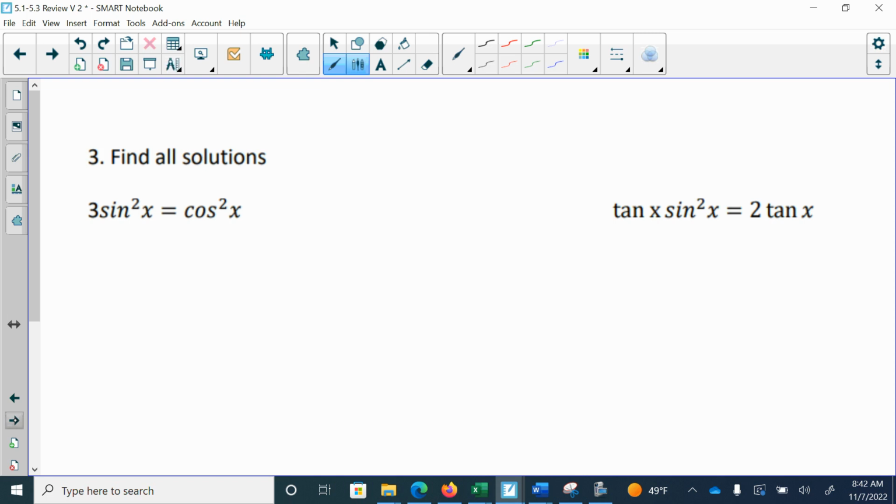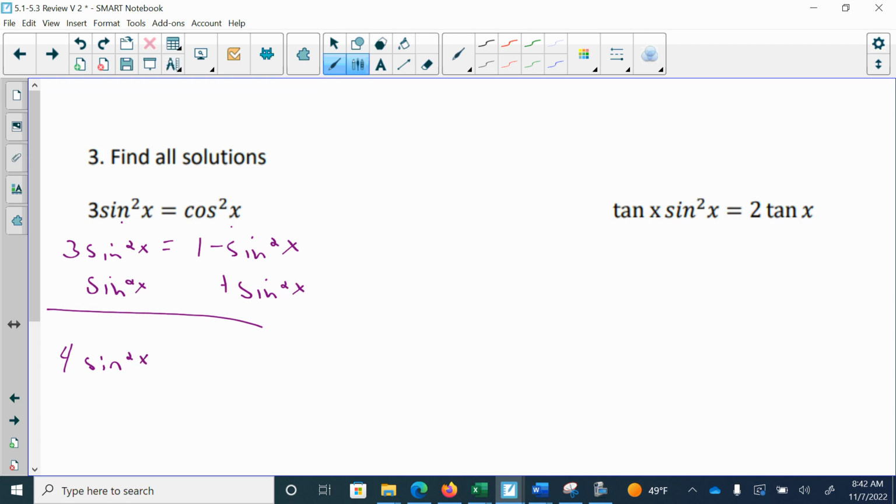So on the answer key that's online, I rewrote this as 1 minus cosine squared. To show you the different option, I'm going to rewrite cosine squared in this video as 1 minus sine squared x, because that's what cosine squared x is equal to. And then this is 3 sine squared x. Now in order to solve, I have to set it equal to 0, so I'm going to add sine squared x to both sides. And when I do that, I have 3 sine squared x plus sine squared x, so that's going to be 4 sine squared x is equal to 1.